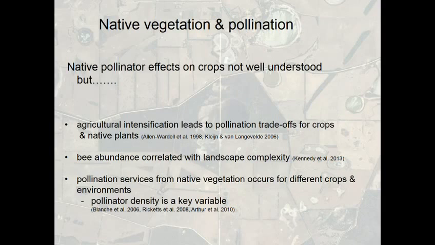Okay, so as I said, we know this is going on, but there has been a bit of an inability to put this in hard economic terms and generate guidelines that people can use. But what we do know from research is that intensification of agriculture leads to pollination trade-offs for crops and the environment. Bee abundance is correlated with complexity, and pollination services from native veg does occur for different crops and environments, and that's driven by the amount of pollinators.